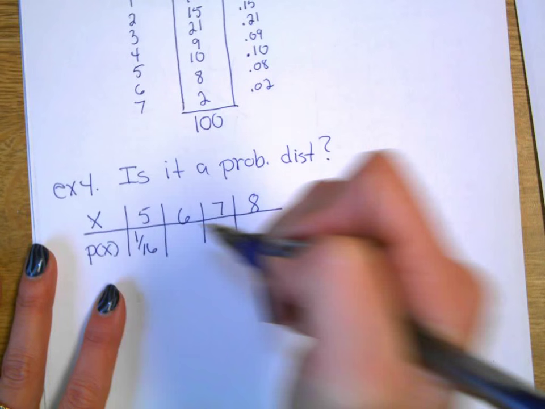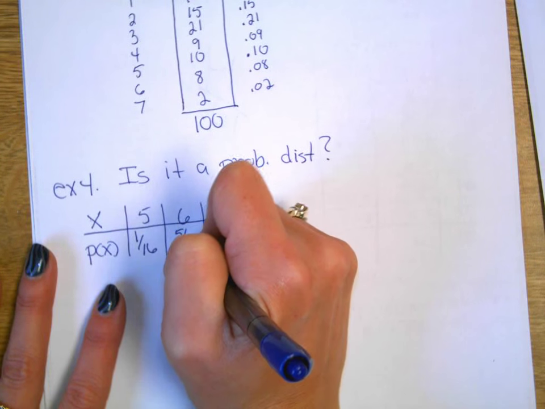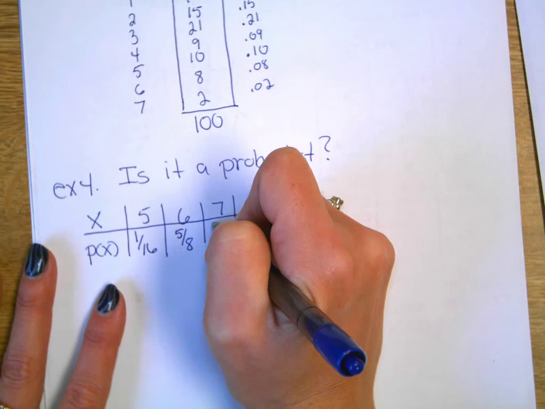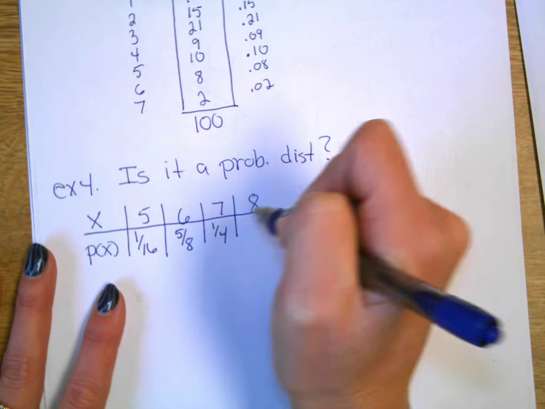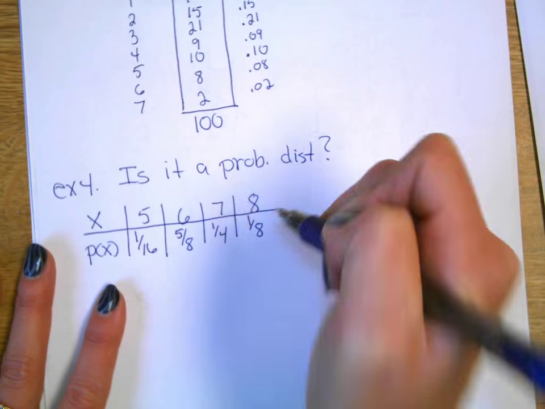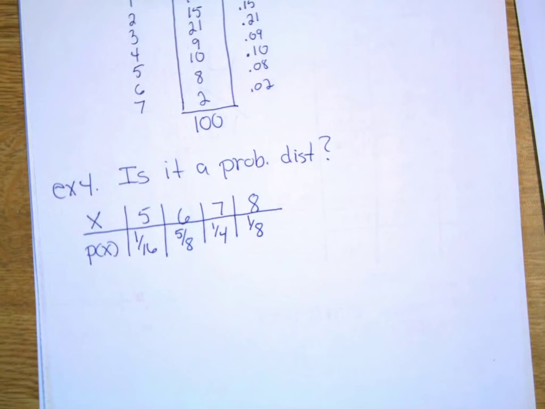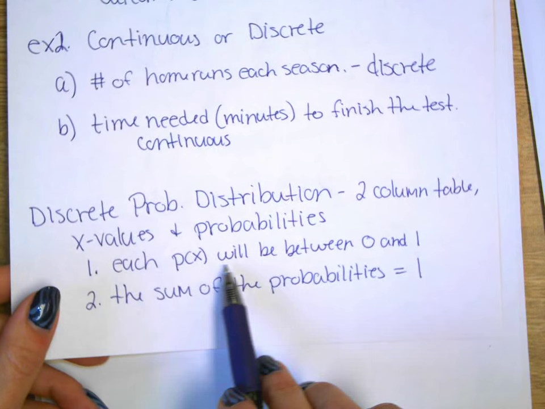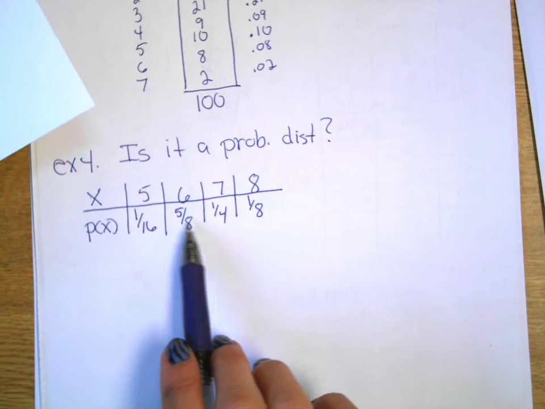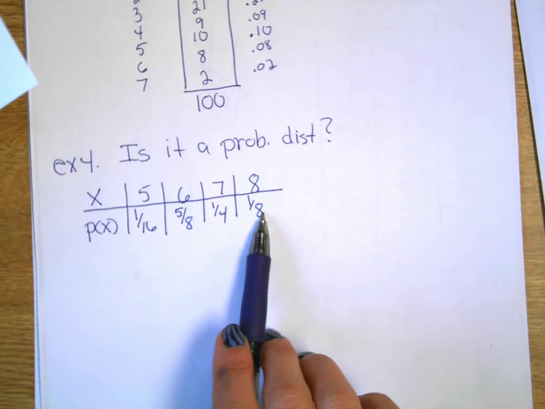One 16th, 5/8, 1/4, 1/8. It looks good. What do I need to check to see if it's a probability distribution? It has to add up to 1, and what else? Each probability has to be between 0 and 1. Are all of these between 0 and 1? Yep. So that's good.